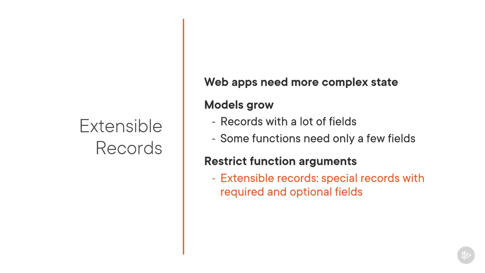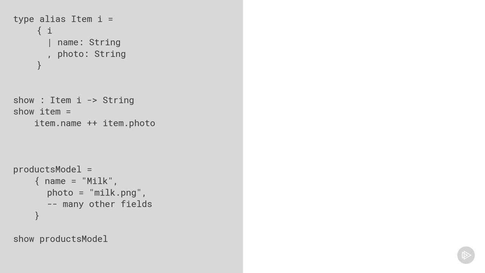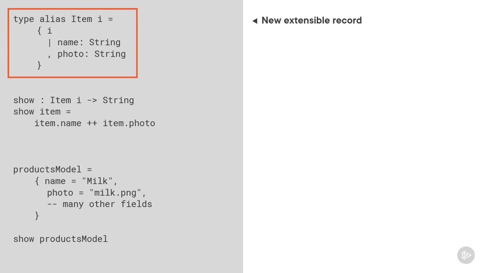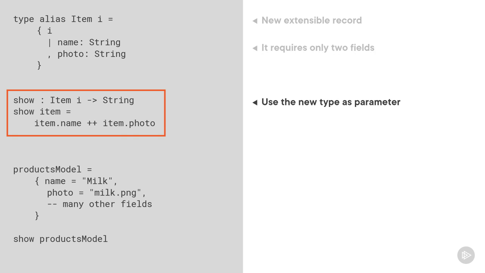Extensible records are a special kind of records with a fixed core of required fields and an unrestricted bunch of other optional fields. This makes them very useful for restricting function arguments. Here is an example. To define a new extensible record, use the type alias syntax with an extra type variable. The lowercase i is also used inside the definition, followed by the pipe symbol and the 2 required string fields, name and photo. The new extensible record can be used as input for the new show function. Notice that it's item of i, not just item. The 2 required fields can then be used inside the function.